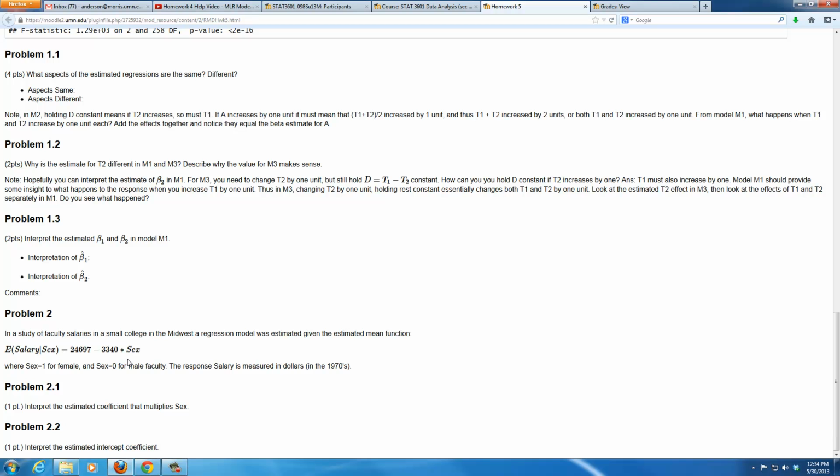And remember, what you'll need to do is you'll need to move the predictor variable sex from a level of 0 to a level of 1 in order to interpret what this negative 3,340 will mean in this context.